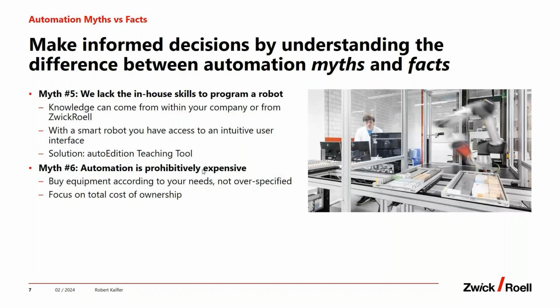Myth number 6, automation is prohibitively expensive. There the answer comes a few slides later. I will get to that topic. Buy equipment according to your needs, not overspecified. So at the end, look at the most common sample types which are coming up in your lab and try to find a solution for that.